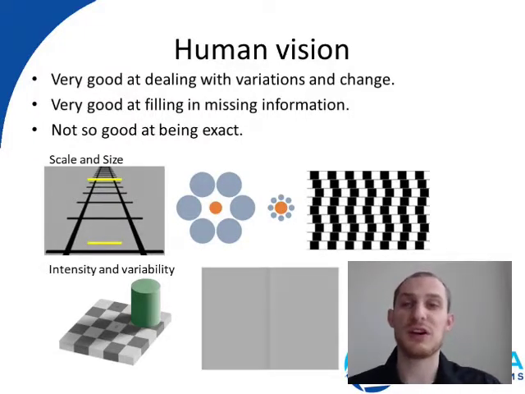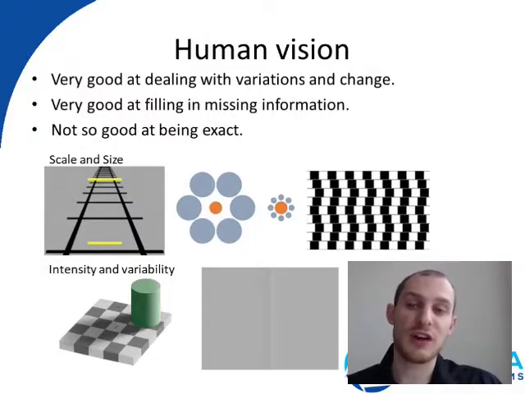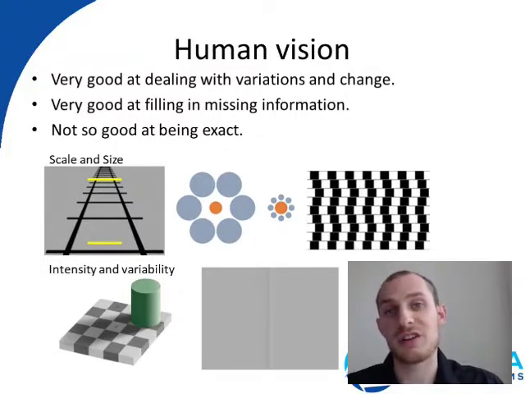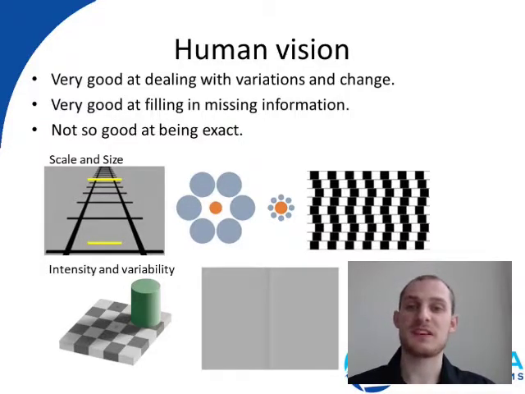Just the one above it with the two orange dots, the orange dot on the right will appear bigger than the orange dot on the left. However, again, they are the same size. So our brain does tend to fill in these bits of information and make assumptions.